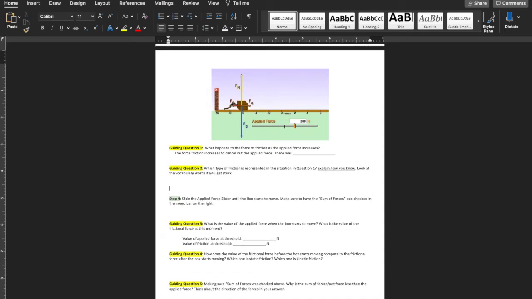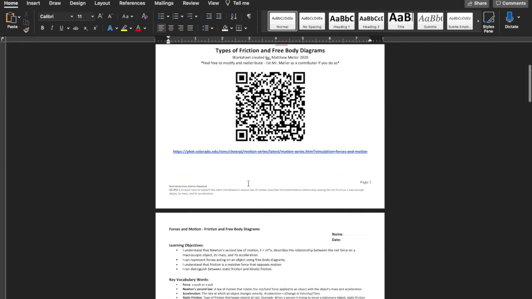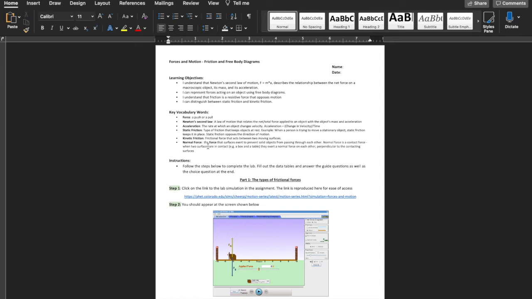All right, what type of friction is represented in the situation in question 1? Explain how you know. Look at the vocabulary words if you get stuck. All right, well, let's go look at the vocabulary words because that's a good hint. Okay, so we have static friction, the type of friction that keeps objects at rest. Our example is when a person is trying to move a stationary object, static friction keeps it in place. Static friction opposes the direction of motion. All right, then we also have kinetic friction. Kinetic friction is the frictional force that acts between 2 moving surfaces.